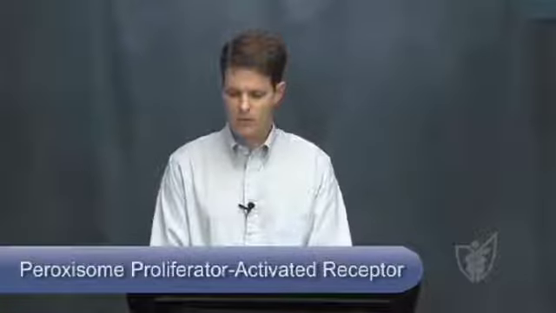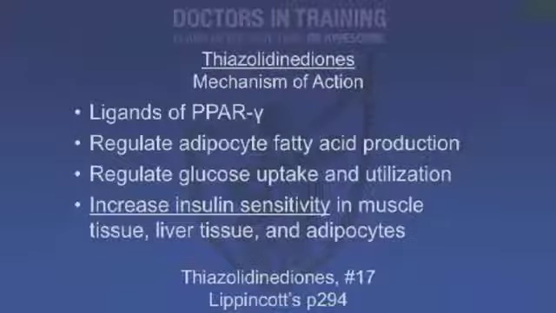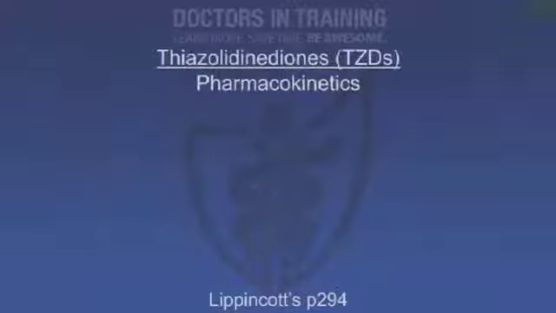That stands for peroxisome proliferator activated receptor. They both regulate adipocyte fatty acid production and secretion, and they also regulate glucose uptake and utilization. And, this is the important one, they increase insulin sensitivity in muscle tissue, liver tissue, and adipocytes. The pharmacokinetics of the TZDs: they are oral drugs. They are extensively metabolized by the cytochrome P450 system. Pioglitazone is hepatically excreted. Rosiglitazone is renally excreted.